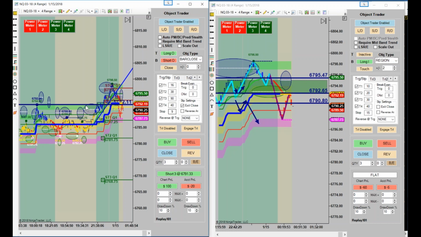Always bring your targets down to previous areas. There's a pretty good swing right there, see it? And there's a swing right there, and then we'll let a target run. Okay, notice now that we're back almost in the profit. It looks like we're going to be in the profit finally.